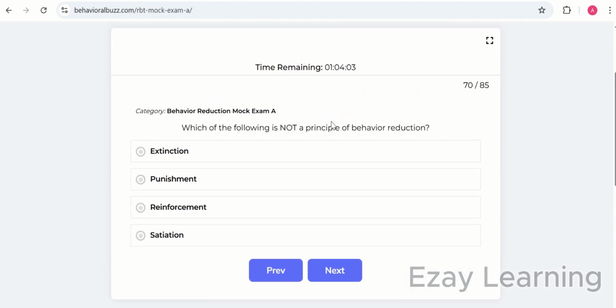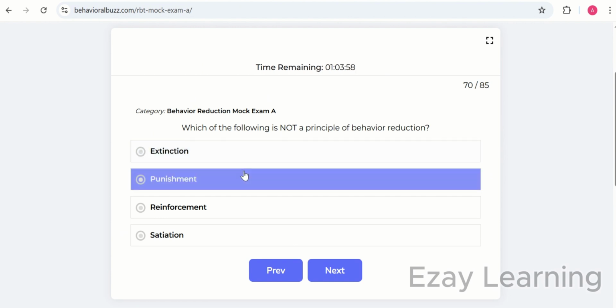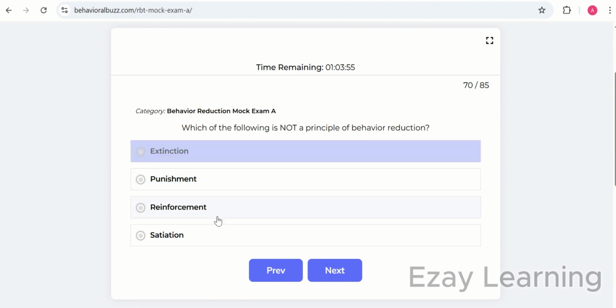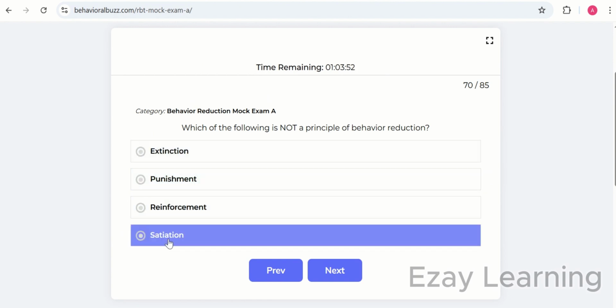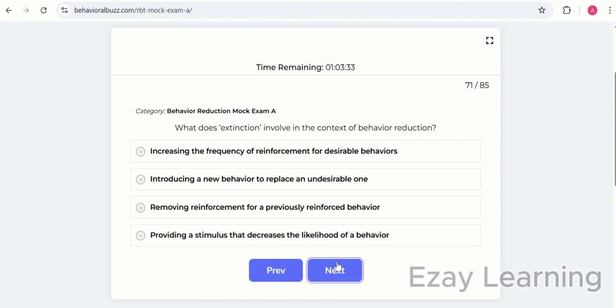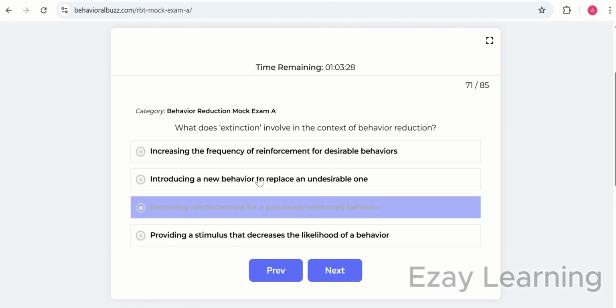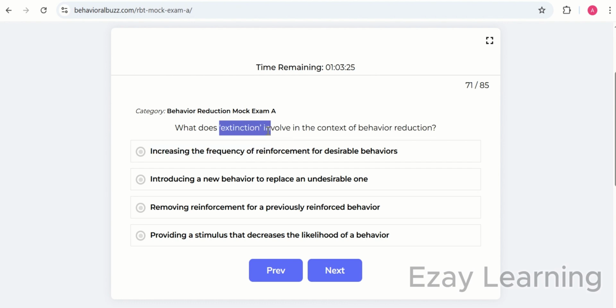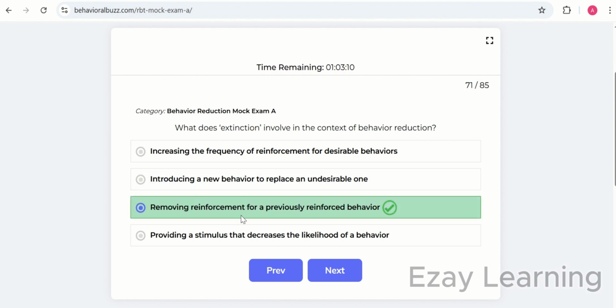Which of the following is not a principle of behavior reduction? So you have to reduce behavior, extinction, punishment, reinforcement, all these are also used, but satiation is not a main principle of behavior reduction. What does extinction involve in the context of behavior reduction? So extinction is basically when you remove the reinforcement for an already reinforced behavior and then the behavior goes into extinction.